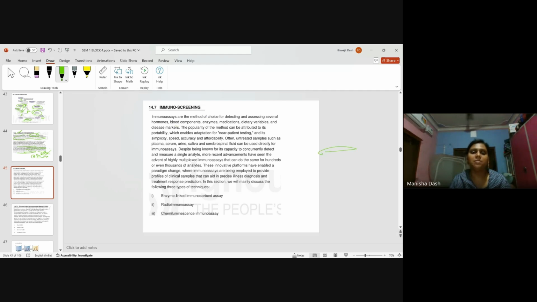Then comes immunoscreening, meaning there are different techniques which are used in disease diagnosis. Three major techniques we will be discussing: one is ELISA or enzyme linked immunosorbent assay, then RIA or radioimmunoassay, then chemiluminescence immunoassay.